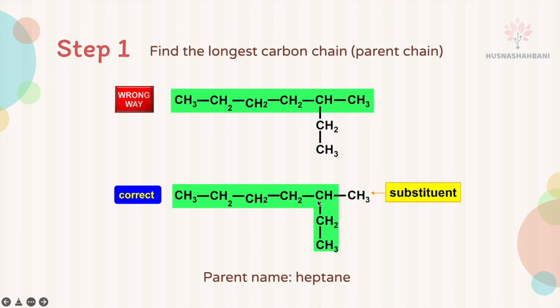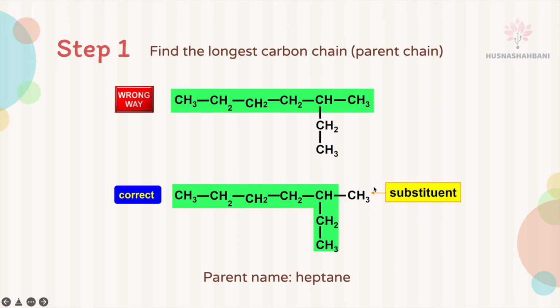So here, 7 carbon in total. This is the longest carbon chain, not the total 6. It doesn't matter whether it is a straight carbon chain or bent. So this is the parent, 7 carbon, so the parent name is heptane.